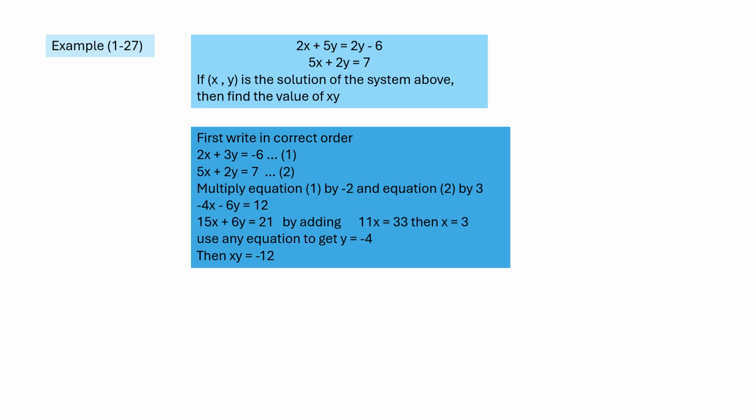21. So when you add them, you will get 11x equals 33, then x equals 3. Use an equation to get y equals negative 4. So multiply the answers: 3 times negative 4 is negative 12.